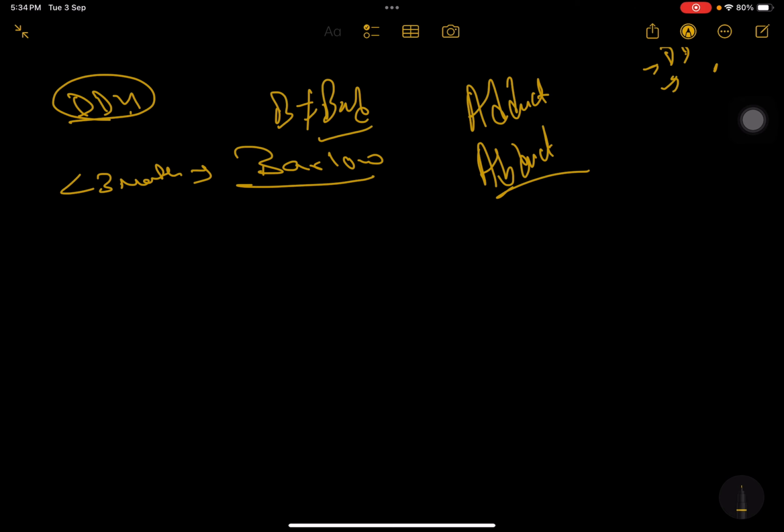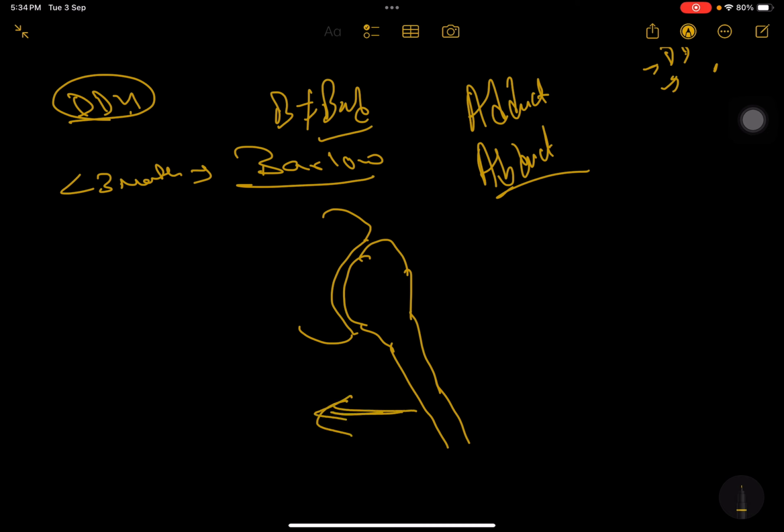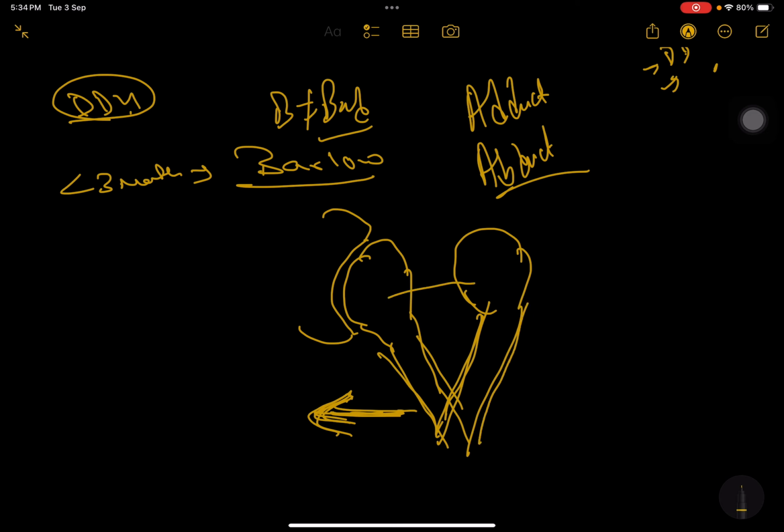Suppose this is the acetabulum, this is your head. Whenever you adduct, the shaft of the femur goes inside, right? Whenever you adduct, the head comes outside, it goes inside like this, isn't it? But from this adducted position, if you abduct, the head will go inside.